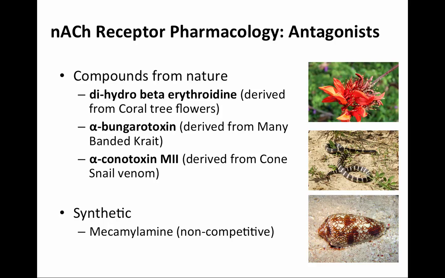A synthetic antagonist that has been widely used in research is mecamylamine, which is also called Inversine. This drug has actually been used in people and was prescribed as an antihypertensive long ago, but has since been taken off the market.